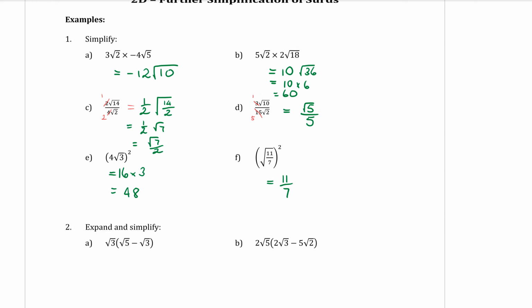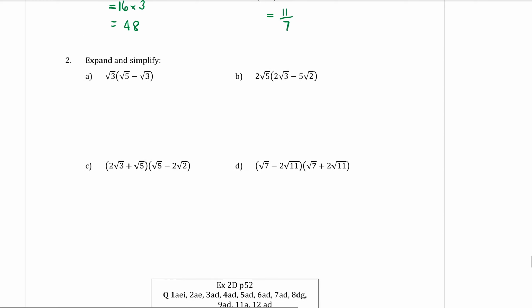Question 2 is the expanding time. So the first one is just a binomial distribution. So let's expand that out. Root 3 times root 5. 3 times 5 is 15, so square root of 15. Then we have a minus sign. Root 3 times root 3. That could be square root of 9, but remember those square roots will cancel each other out and it would be more simple to write minus 3 for that. Check for simplifying. No, there's nothing that's going to go into that 15 there, so we're done with that question.